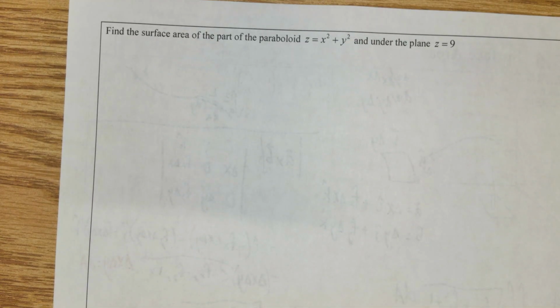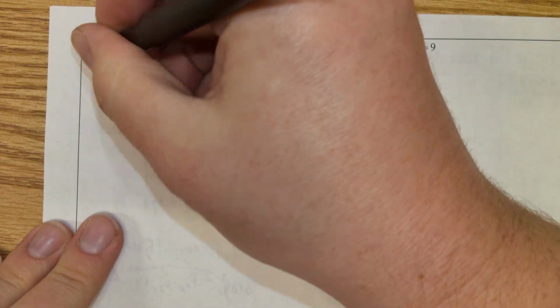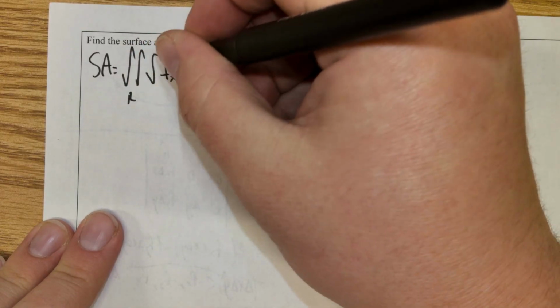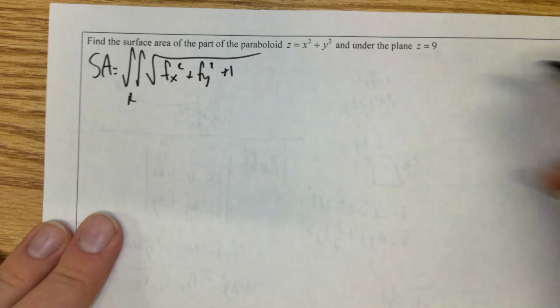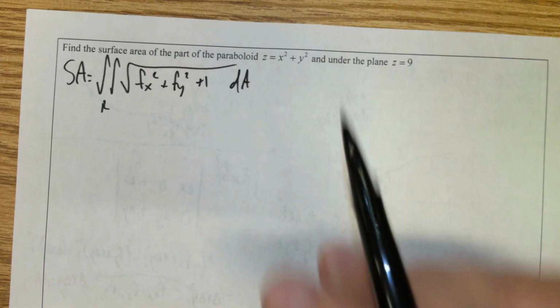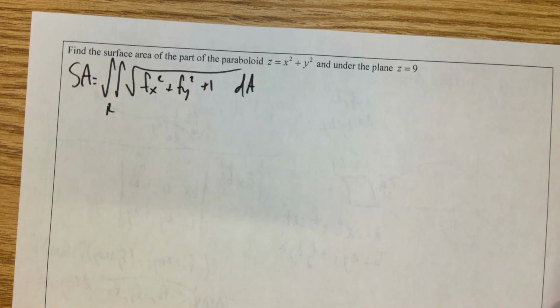One more problem on the back. Find the surface area of this part of this paraboloid under this plane, z equals 9. Again, I know my surface area formula, and it has the same stretch and shrink factor. So from above, it's a circle, and eventually it runs into 9.